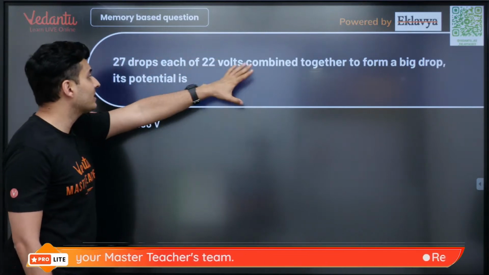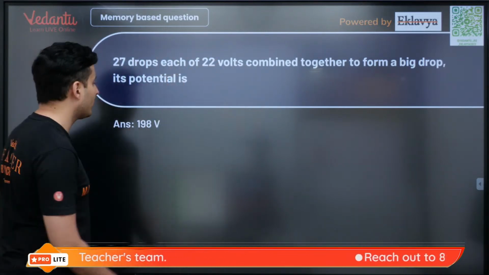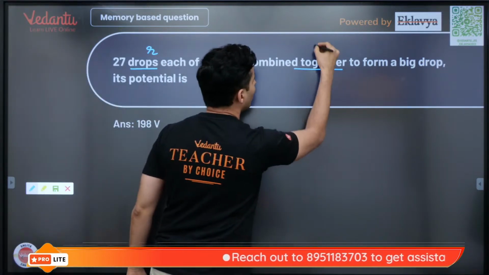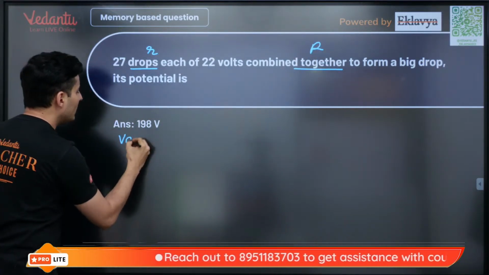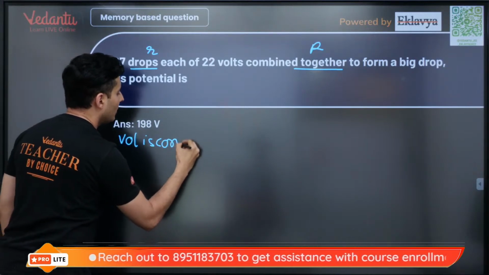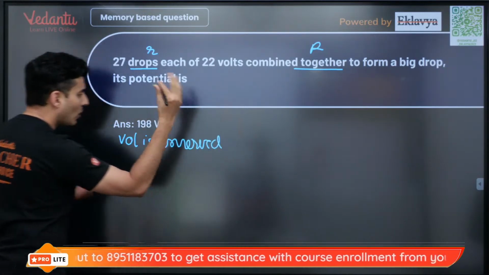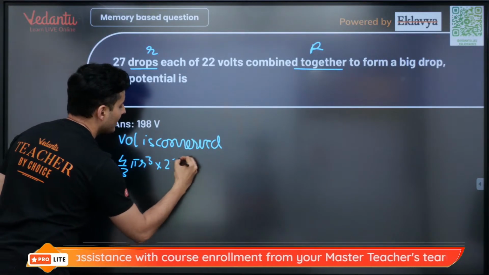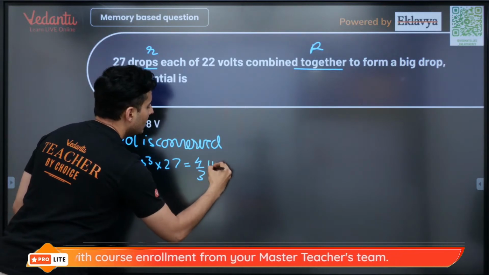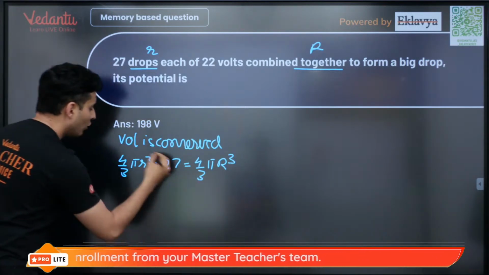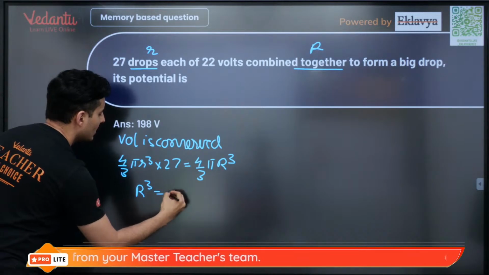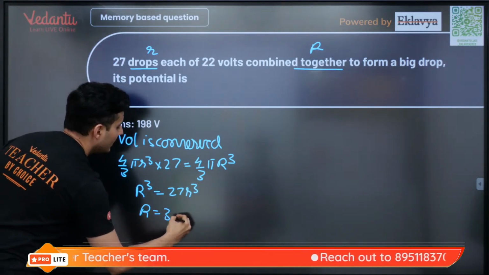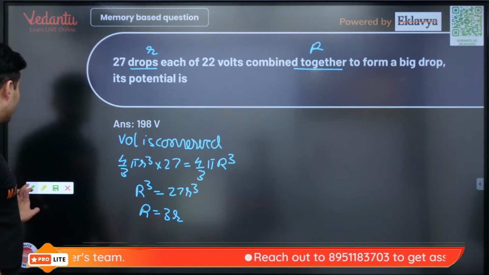First of all, there are 27 drops combined together to form a big drop. So each small drop will have a radius small r. The bigger drop has a radius capital R. So volume is conserved. So I can say 4 by 3 pi r cube, there are 27 drops, is 4 by 3 pi capital R cube. 4 by 3 pi cancels. So R cube is 27 small r cube. So capital R is 3 times of small r. Okay, that is what it is.